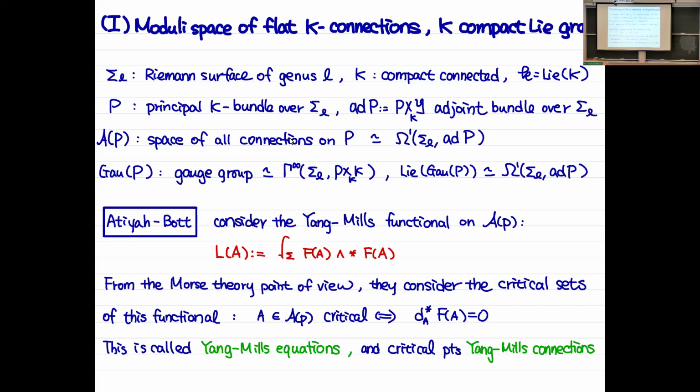In Atiyah-Bott's paper, they consider the Yang-Mills functional on the space of connections. You integrate over the curvature, so basically it's the L2 norm squared of the curvature. They applied Morse theory on this space of connections, with an infinite-dimensional Morse stratification, and they consider the critical sets of this functional. The equation for being critical is d_A star F_A equals 0. The critical points are called Yang-Mills connections.